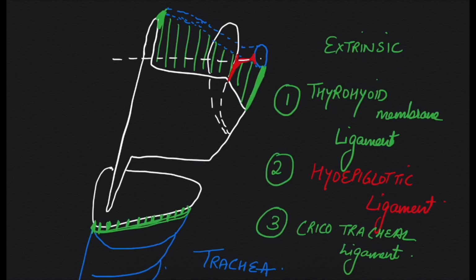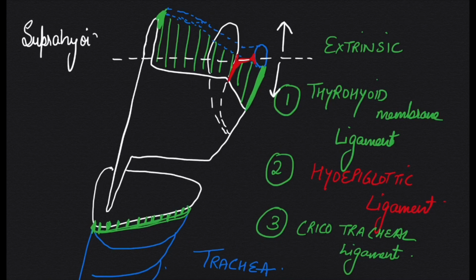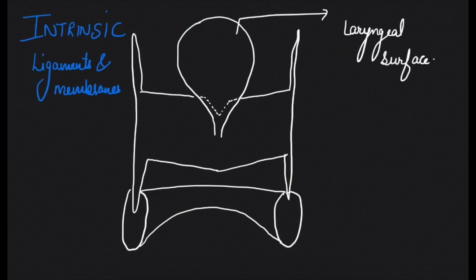Now, if we make a line which passes through the hyoepiglottic ligament, we can see that it divides the epiglottis into two parts, suprahyoid and infrahyoid. Now this becomes important when we read about the diseases. Okay, so moving on to intrinsic membranes and ligaments.